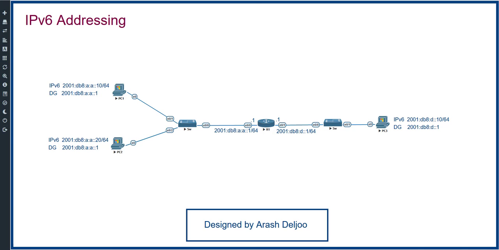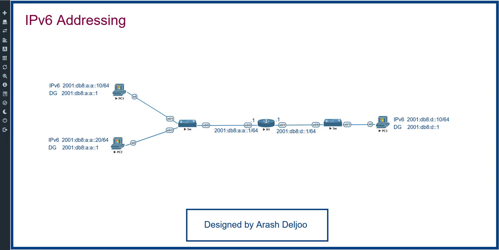IPv6 addressing review. In this video, I'm going to talk about IPv6 addressing. You know that in the CCNA class, we have learned about IPv6 addressing and some of the other features about IPv6 addressing. Here, I'm not going to talk about the details of IPv6 addressing, only review it because this is necessary for troubleshooting IPv6 networks.